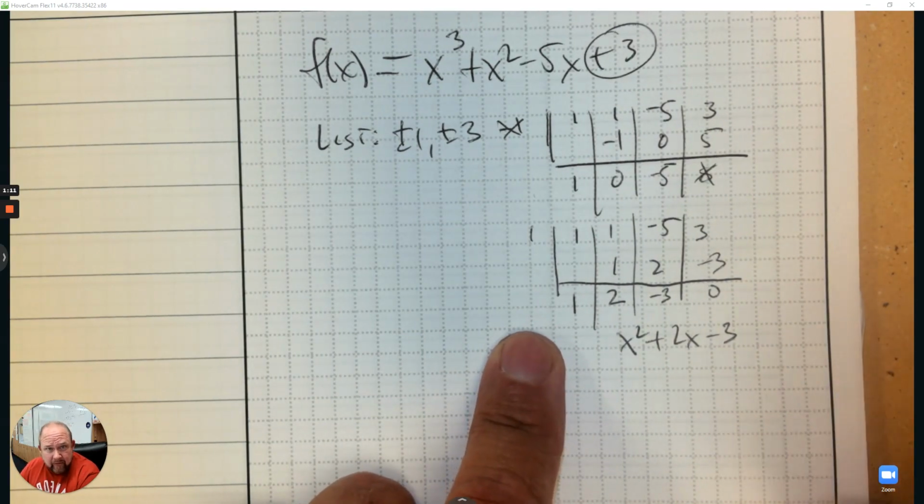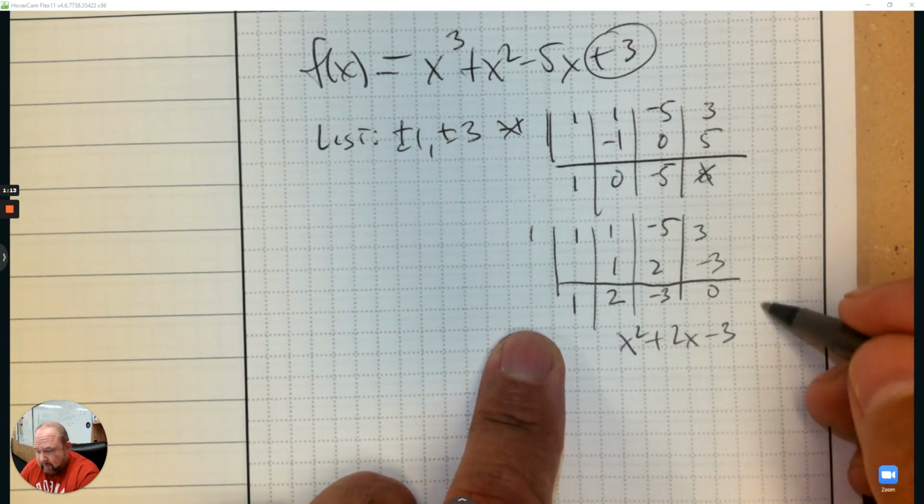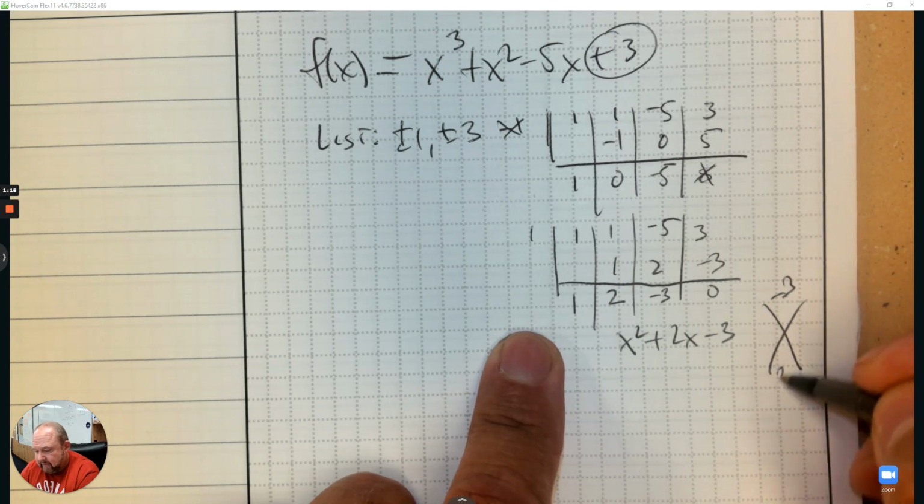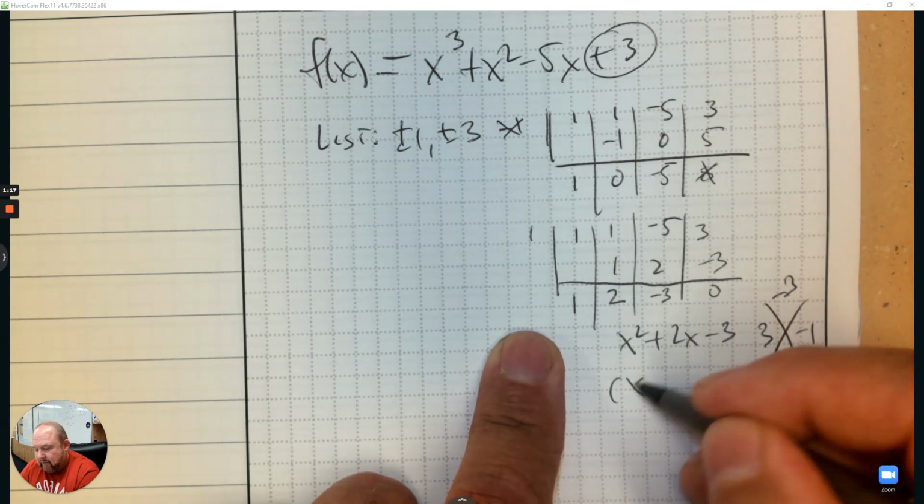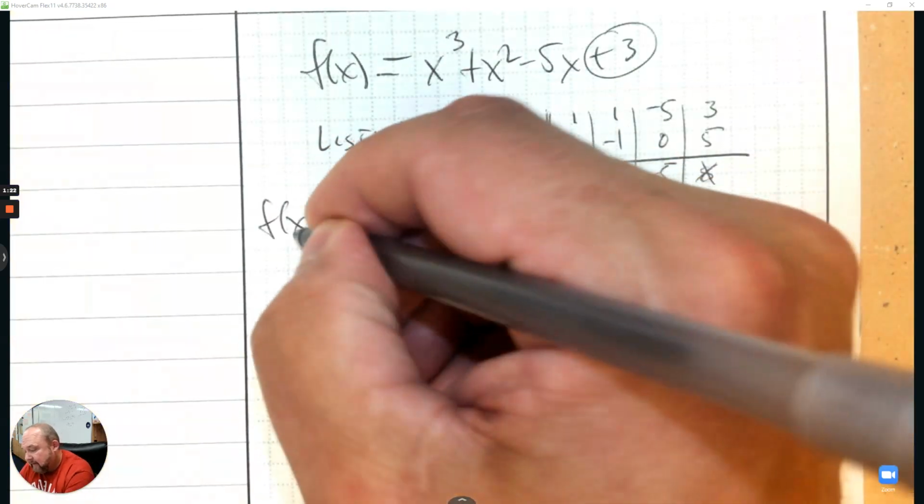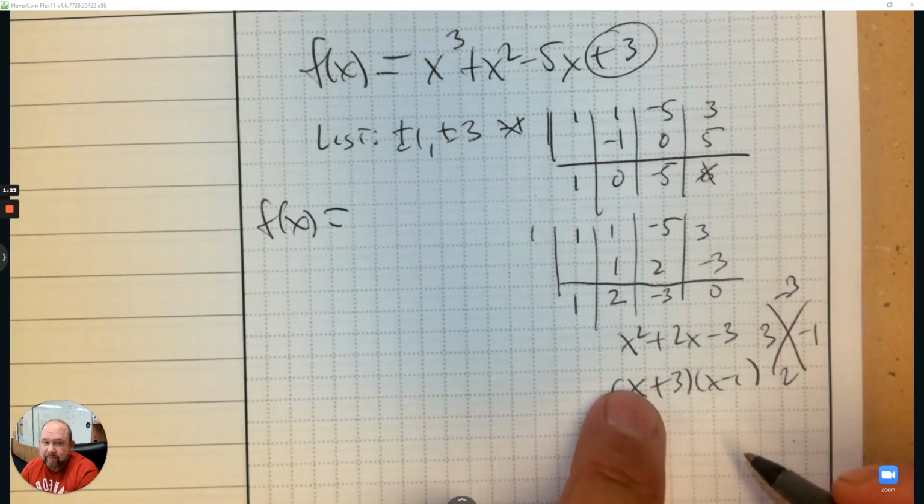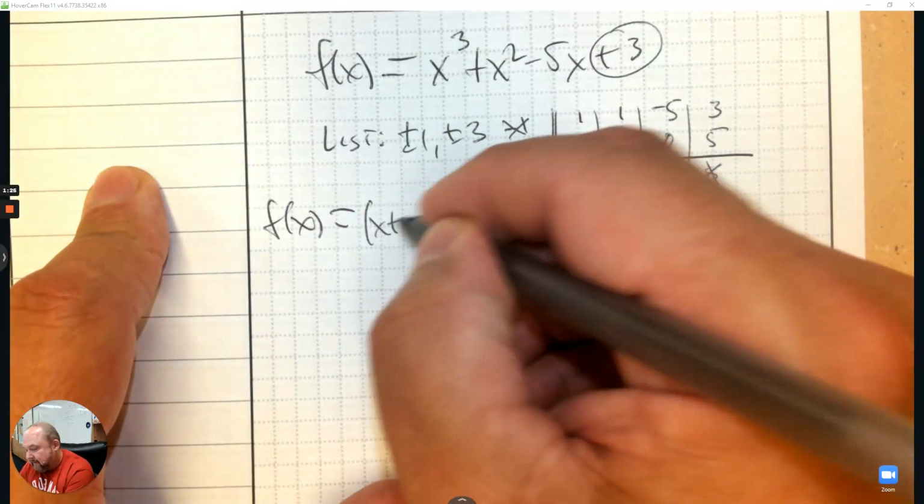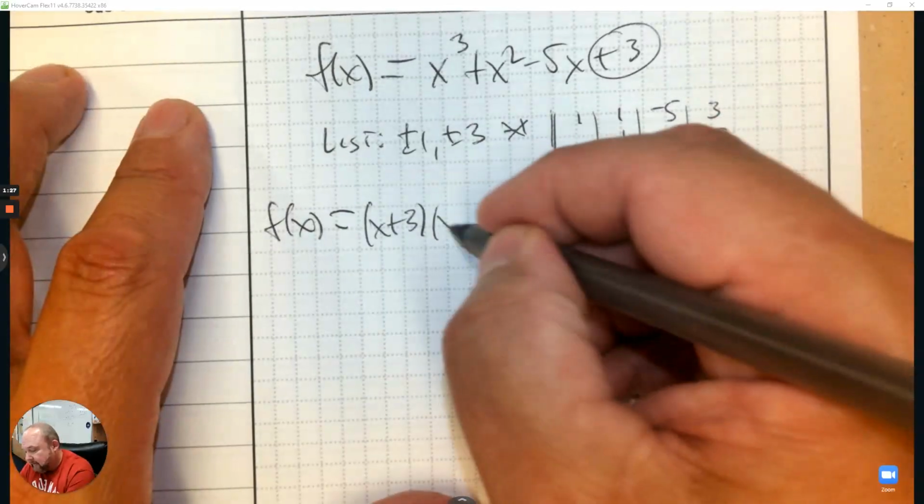Again, press pause so you don't get too far behind. We're going to factor this. That's negative 3 and 2. And then we're going to write down the factors. So I want to write down the equation as factors. So we have x plus 3. We have x minus 1.